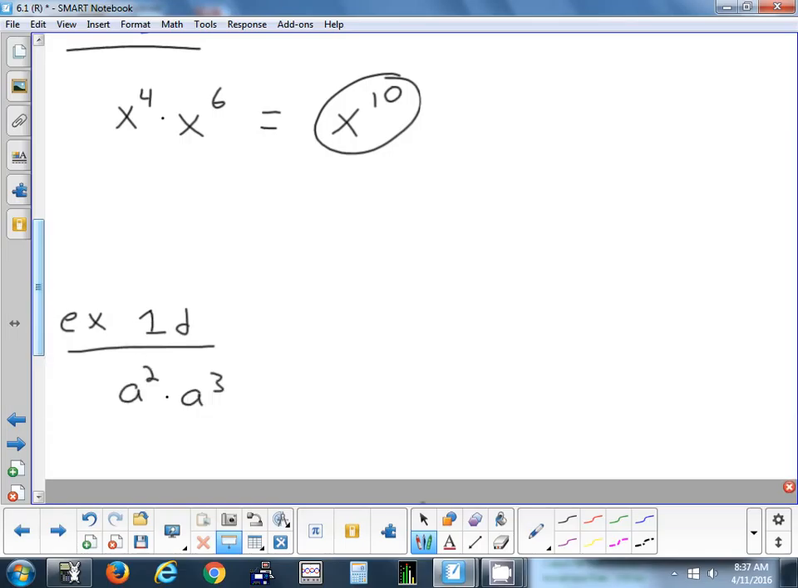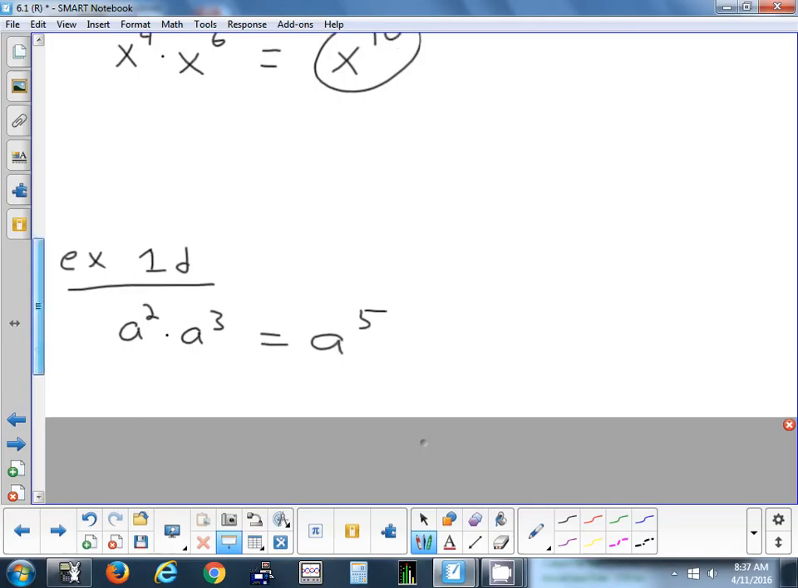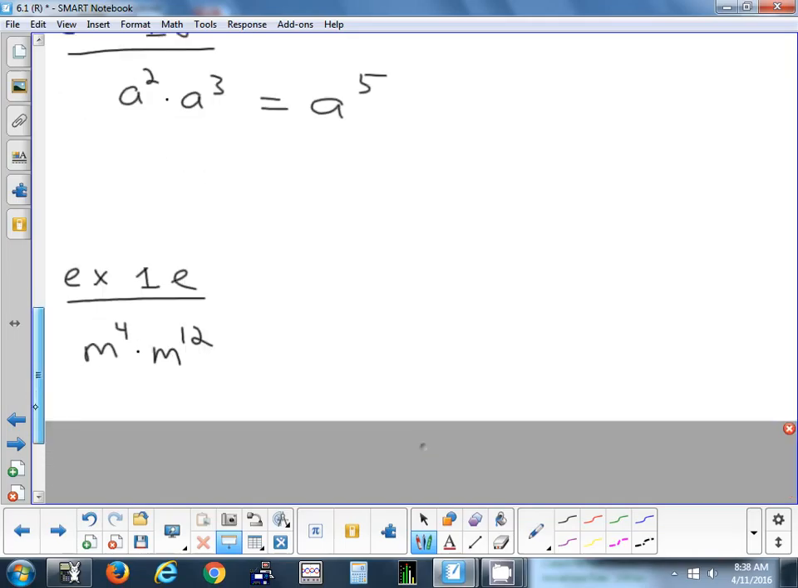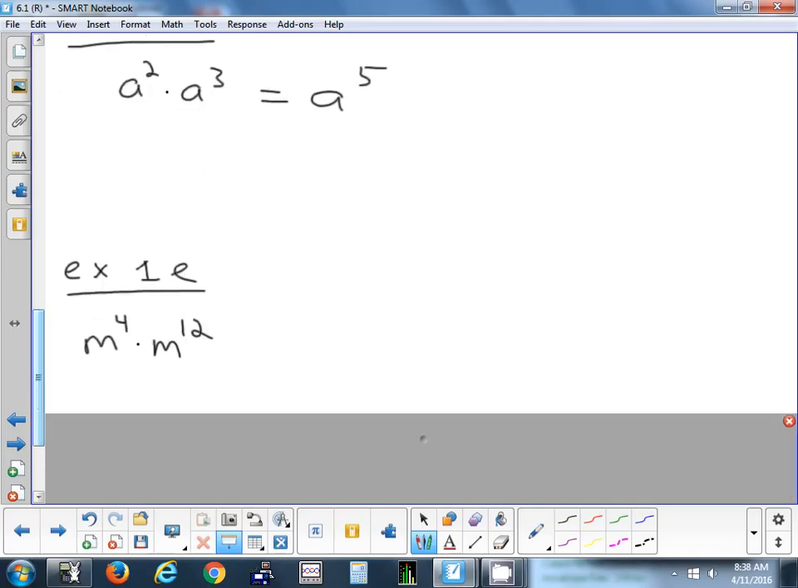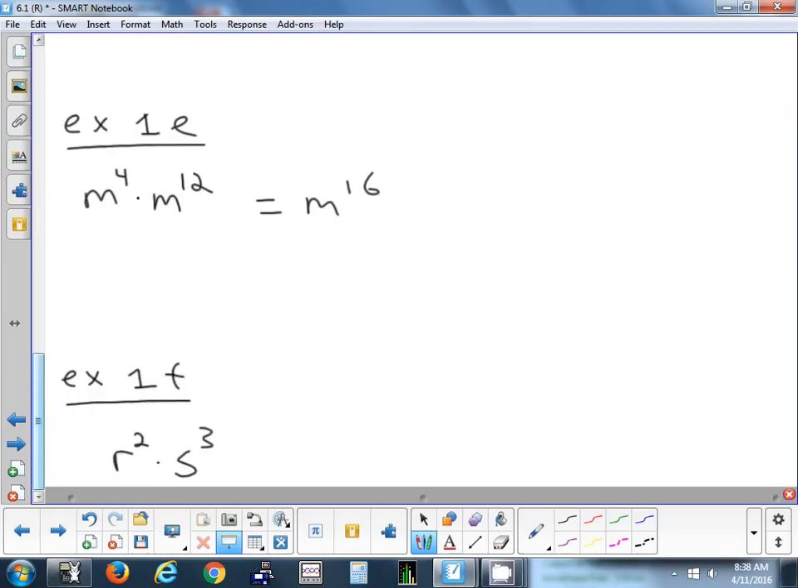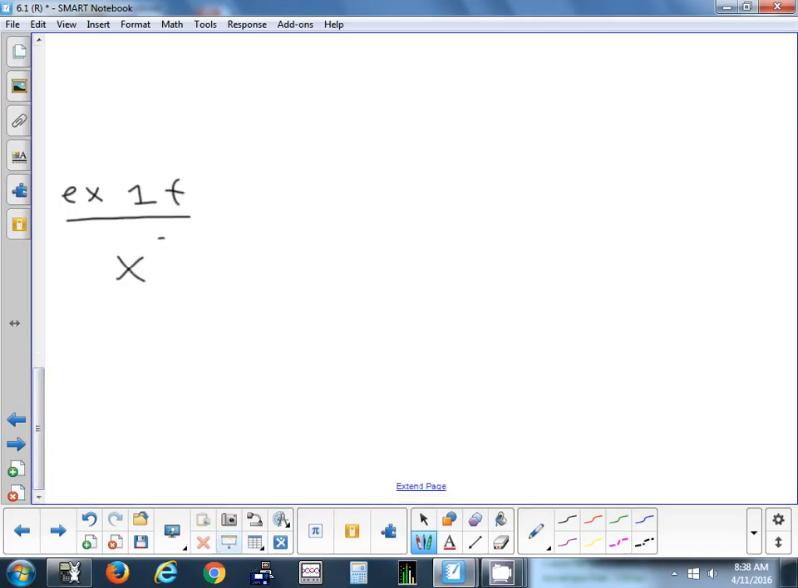How about a squared times a cubed? Would it be a to the 5th power? Yep, a to the 5th. How about m to the 4th times m to the 12th? M to the 16th power. Guys, I don't think you have space for 1F, which is okay. Try this one.